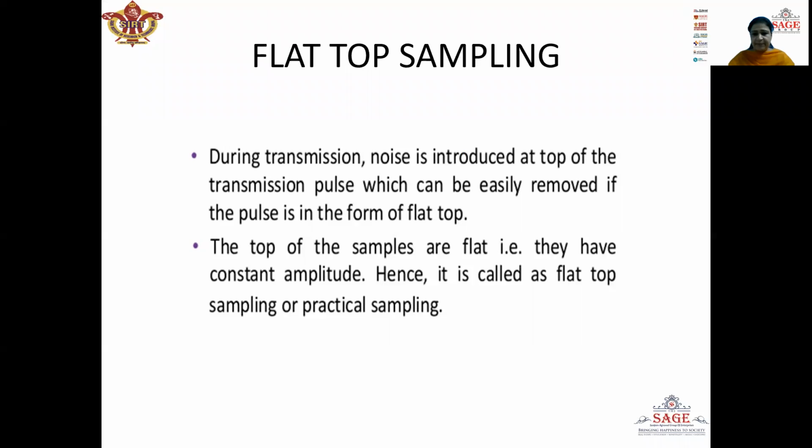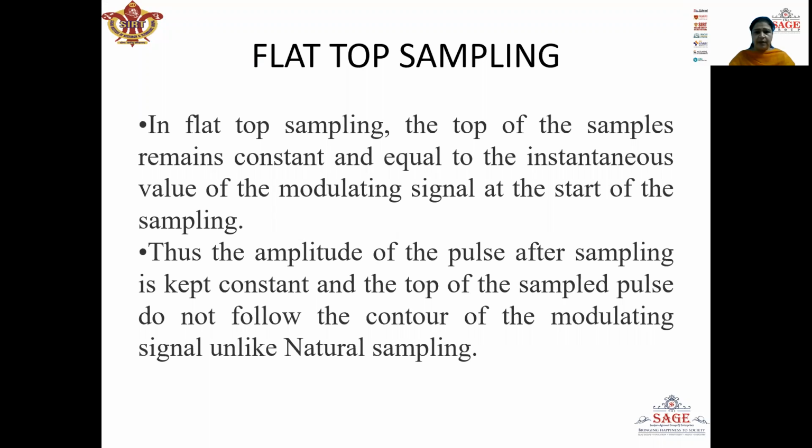Here the top of the samples are flat, that is, they have constant amplitude, so it is known as flat top sampling, or also called practical sampling. In flat top sampling, the top of the samples remain constant and equal to the instantaneous value of the modulating signal at the start of the sampling. Thus, the amplitude of the pulse after sampling is kept constant, and the top of the sample pulse does not follow the contour of the modulated signal, which is usually done in natural sampling.